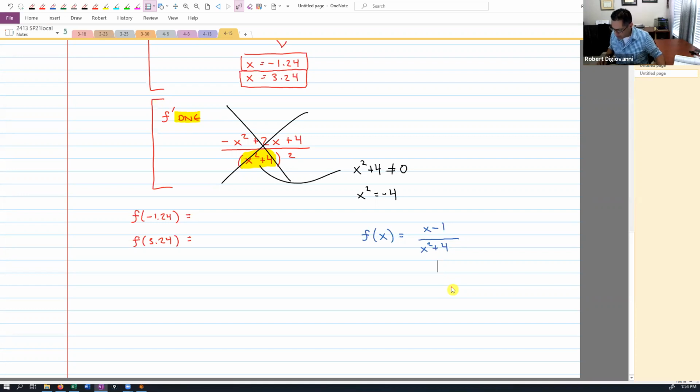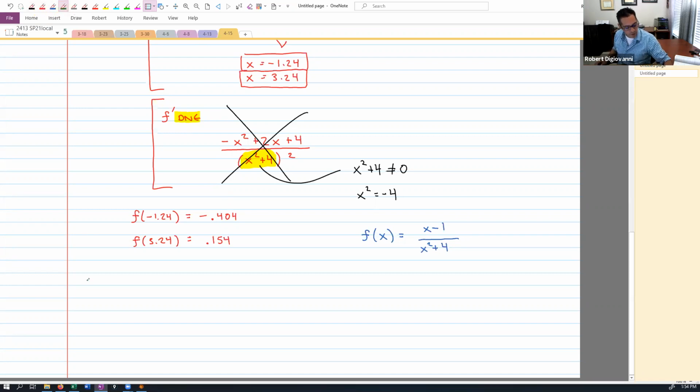I mean, that's really what this comes down to, is tedious, but you can't understate, or I can't understate, the power of what we have in our hands now. This is a very, very powerful technique to find the highest and lowest values of a function. So if you plug in negative 1.24 into that, you should get negative 0.404. If you plug in, what was that? Is that 3.24? Yeah, 3.24. You should get 0.154. Okay, that's step 1.